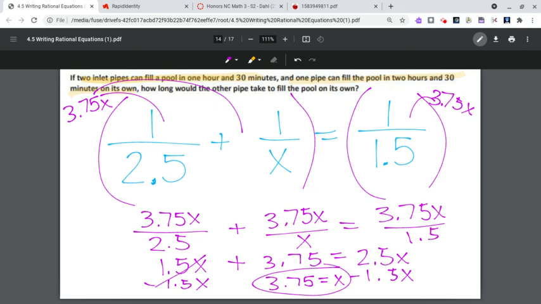minutes. So how long would it take the other pipe? 3 hours and 45 minutes. I got the 45 minutes by doing 0.75 of an hour. 3/4 of 60 minutes is 45 minutes.